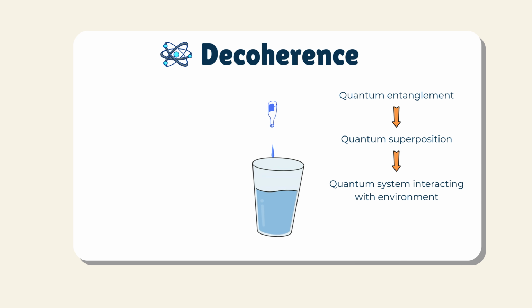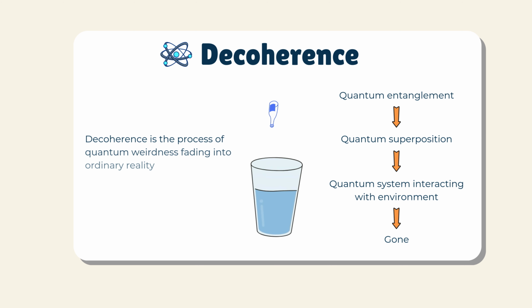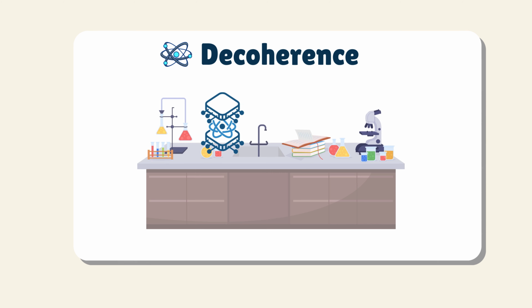Eventually, the ink disperses completely and blends evenly into the water. At this point, the original drop is gone forever. This is decoherence. The quantum state, once rich with superposition and entanglement, collapses into a definite classical state. And just like the ink can never reform into its original drop, the lost quantum properties cannot be recovered. In other words, decoherence is the process of quantum weirdness fading into ordinary reality. This is why quantum computers, while impressive in theory, are still far from mainstream reality.